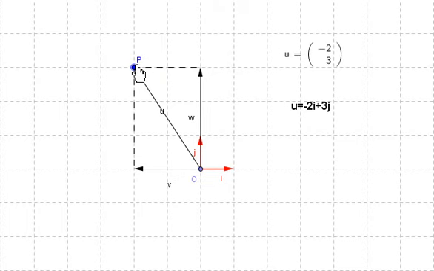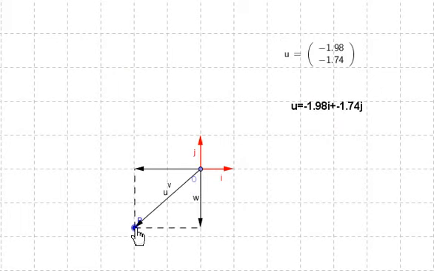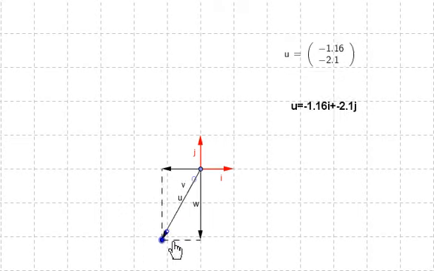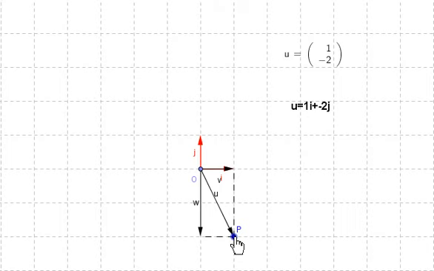You can see that each vector, once again, in the xy coordinate plane can be represented as a linear combination. In this case it is minus 2i plus 3j, which in column form we can write as, here the upper number is minus 2, the lower number is 3. Here we have a vector of coordinates negative 2 and negative 2. And here is the vector of 1 and negative 2.